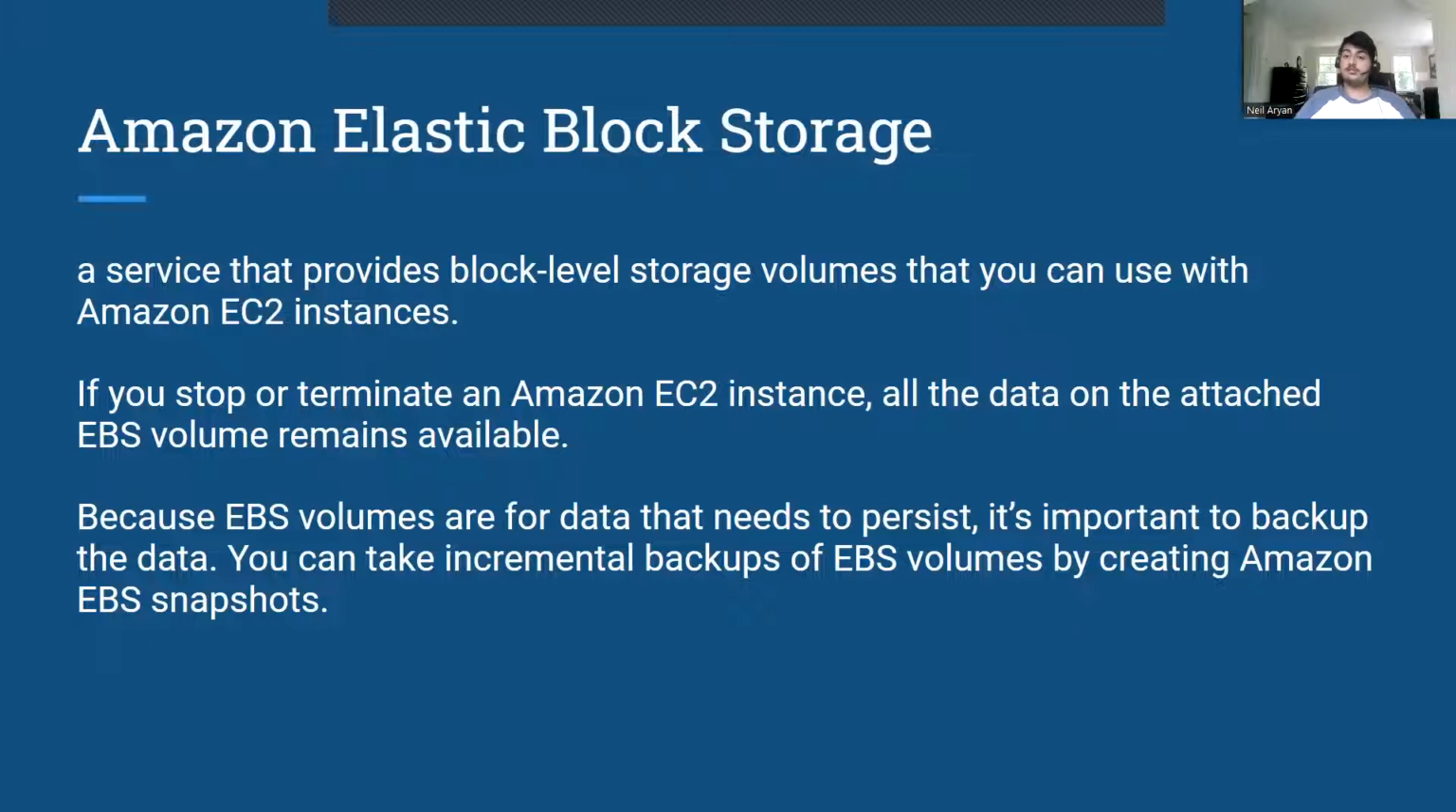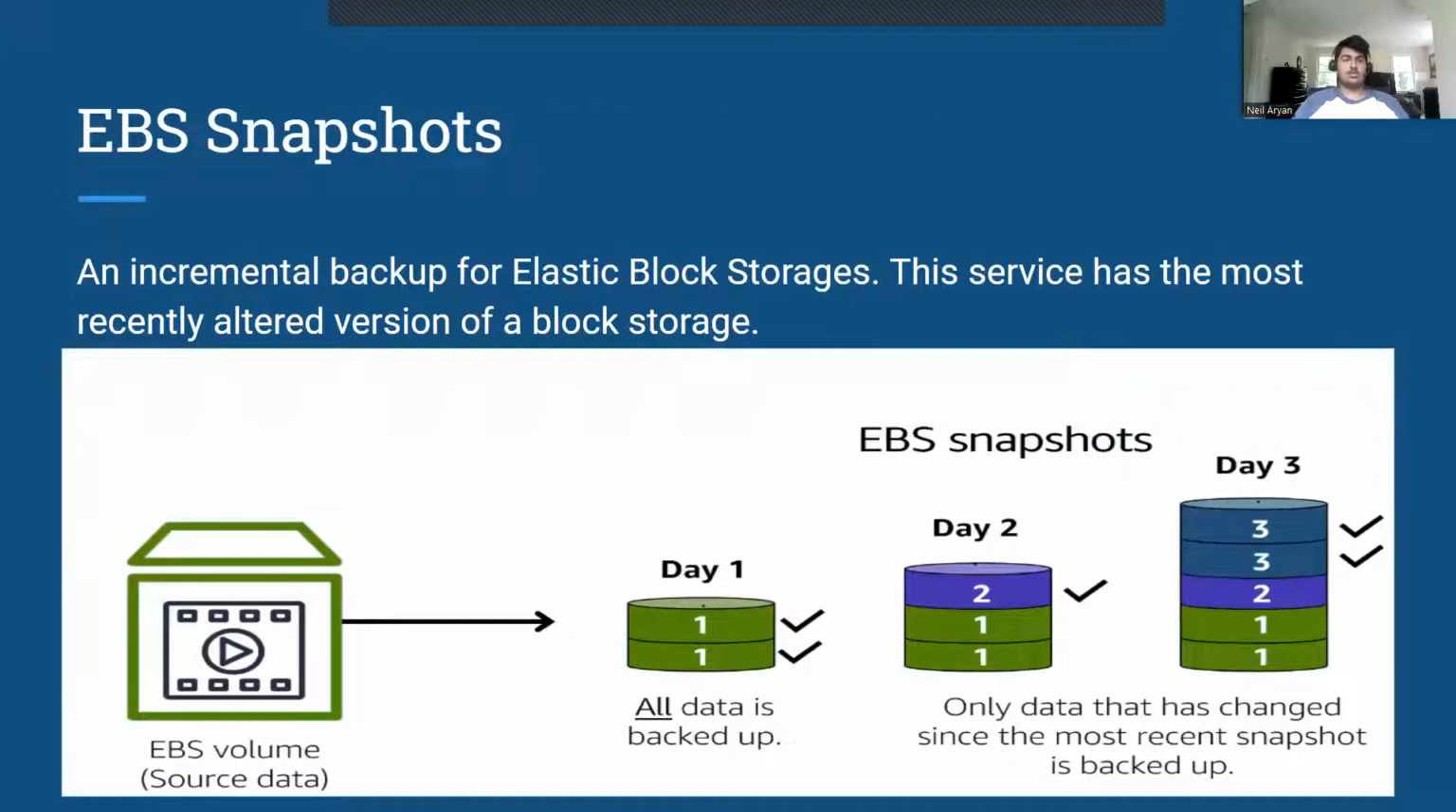And because these volumes are good for data that is needed to persist and maybe stay for a long, long time, it's important to back up all of this data. And what you would do is you would create backups of these volumes called EBS snapshots, which are just an incremental backup for the Elastic Block Storage. They contain the most recently altered version of a block storage, and they don't contain every single version of that storage that has ever come into existence from different instances of EC2.